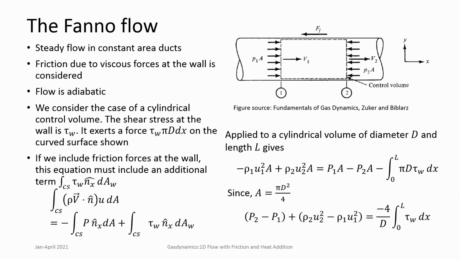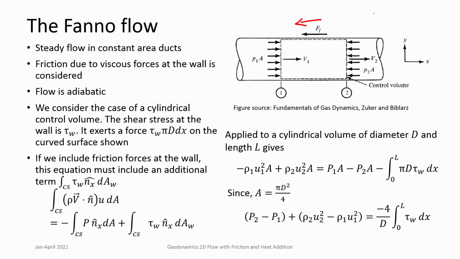Here we look at steady flow in constant area ducts. So A is constant, and we are considering flow friction due to viscous forces at the walls, and there is no heat transfer. So the flow is adiabatic. So 1D flow, uniform flow properties, that is the quasi 1D assumption, and the flow is adiabatic and steady. Friction always occurs in the opposite direction of the flow, or it opposes the flow, and this is occurring along the wall.